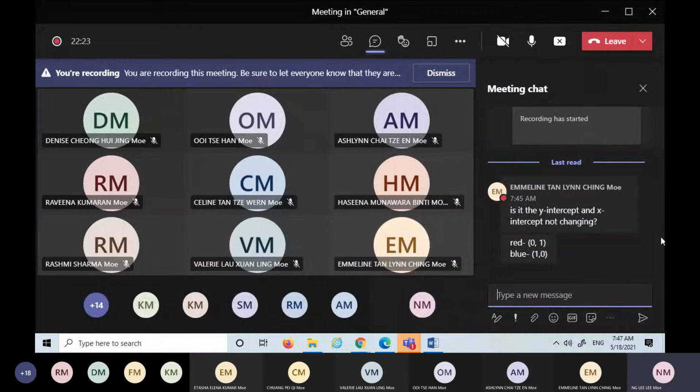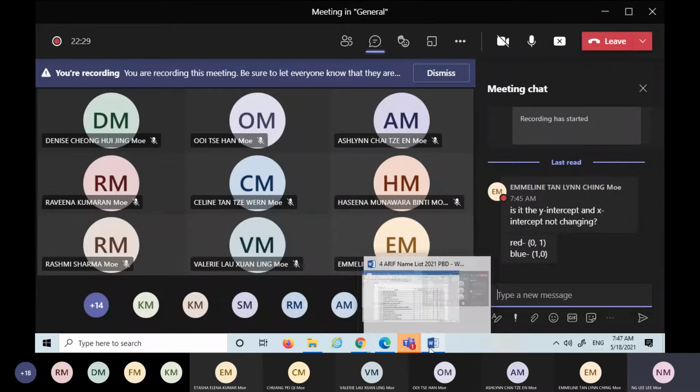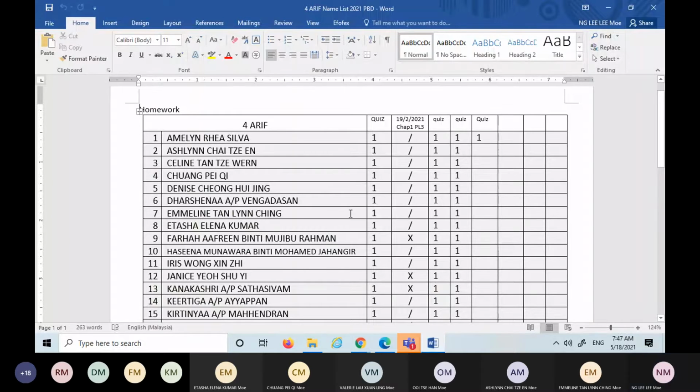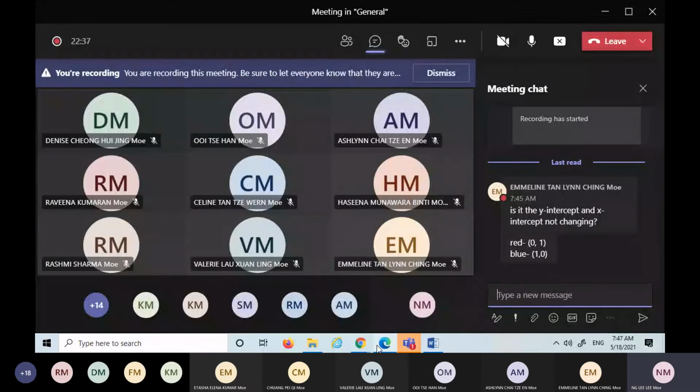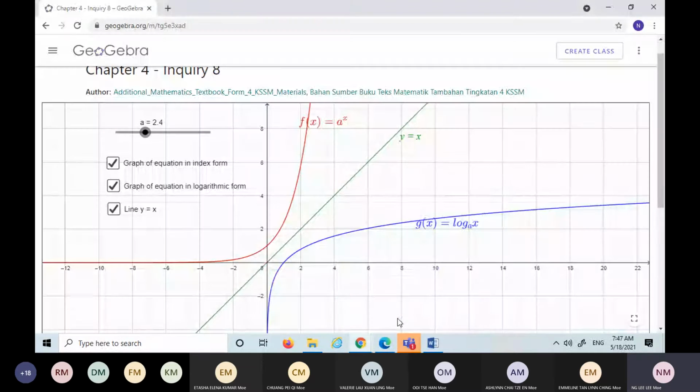The red one is (0, 1) and the blue one is (1, 0). Very good, so I give you 1 mark here. Can you see or not? So here, this point remains unchanged. I don't know whether you can see my cursor or not. This is (0, 1) for the red one, and for the blue one it is (1, 0). These two points remain unchanged no matter how A changes.